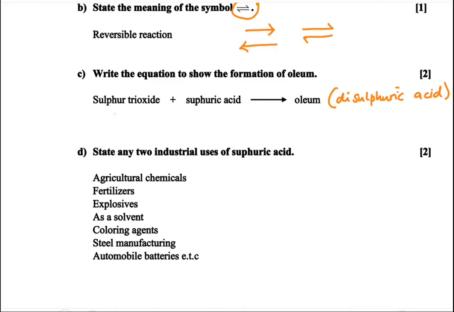Then what we do is, our sulfur trioxide, SO3, plus our sulfuric acid, H2SO4. So then it gives disulfuric acid, or the oleum. We have H2, and then we have S2, and then we have O7. So this will be our disulfuric acid, which will be the oleum.